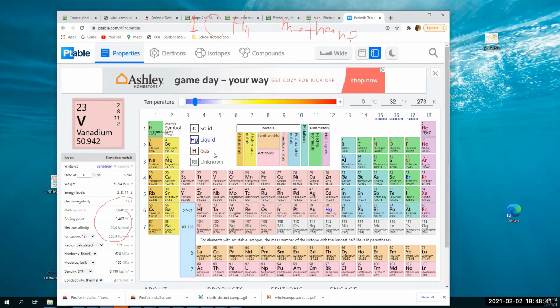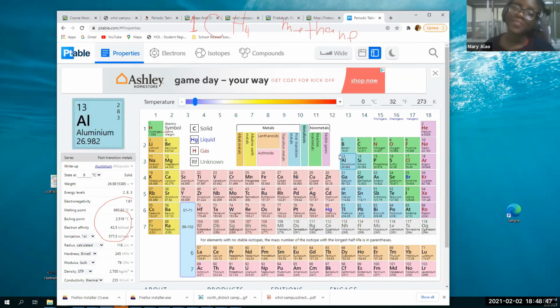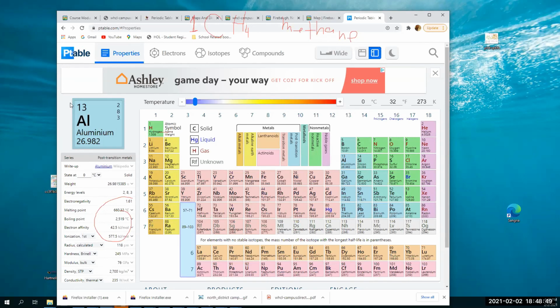Okay, and how did you know that? Because it's right there. The atomic number, right on top. The atomic number, that's right. Because every element on the periodic table, when it's shown on the periodic table, is neutral in charge, that means that the number of protons is going to be equal to the number of electrons.